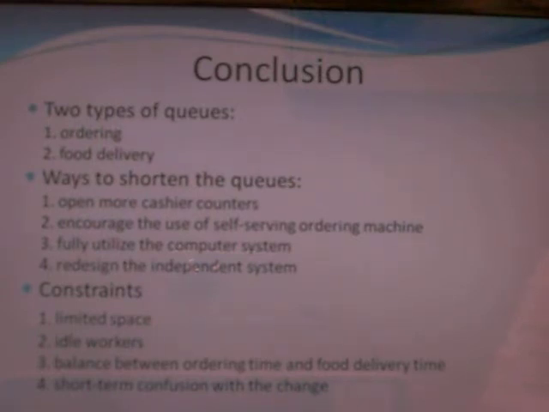Now here is a brief summary of what we have discussed. To ease the problem, we need to reduce both the queuing time for food ordering and food delivery. Based on this, we propose 4 ways, namely, opening more cashier counters, encouraging the use of the self-serving ordering machine, fully utilizing the computer system, and redesigning the independent system. Though there are certain constraints such as limited space, idle workers, and so on, they are not that difficult to deal with. Therefore, we believe that with the 4 suggestions, the queuing situation can be improved.